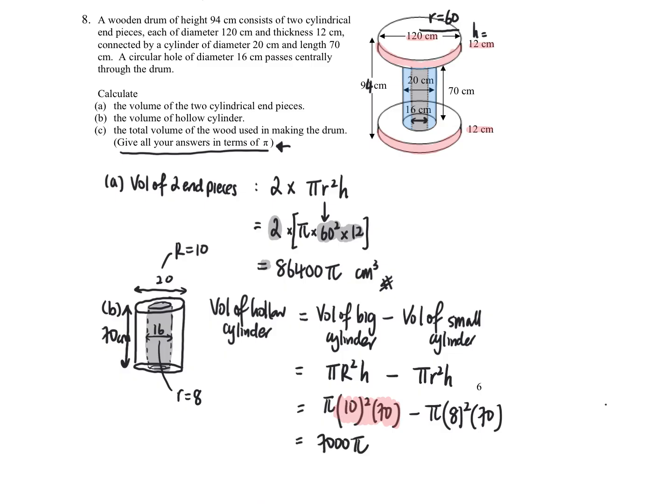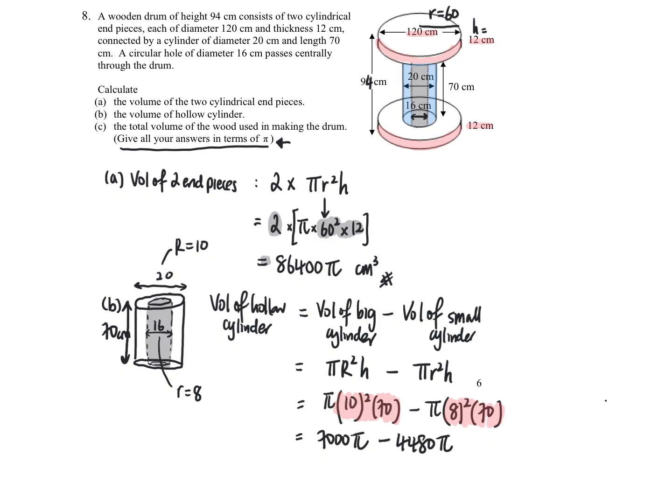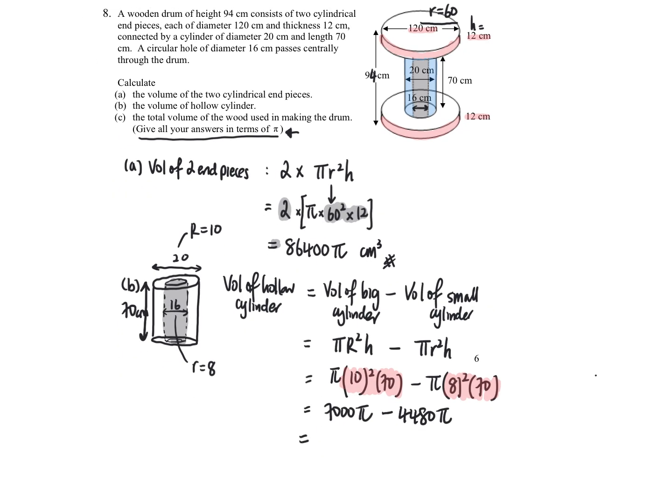Okay, go and evaluate this part on the calculator. So 8 square times 70, I get 4480 pi. So final answer is 7,000 minus the 4480, 2520 pi. Treat the pi like a unit. Okay, so this is the volume of the hollow cylinder. The cylinder where you drill off the middle cylinder part, the hollow one, like the metal tube that you see.